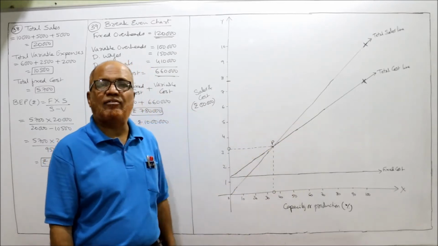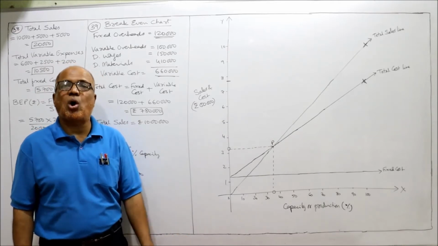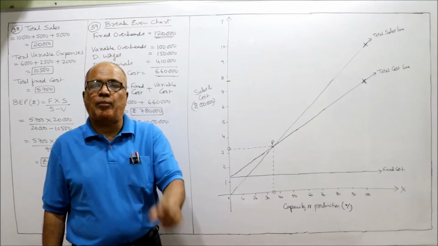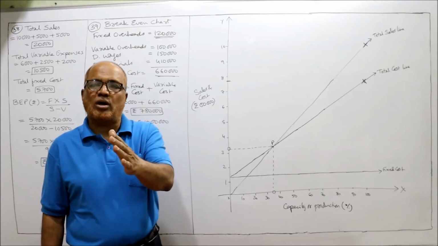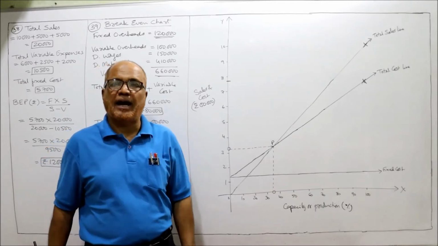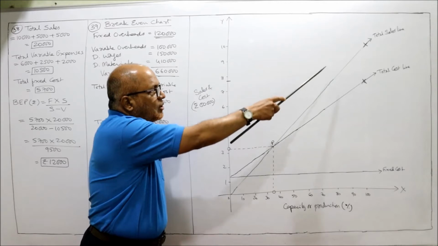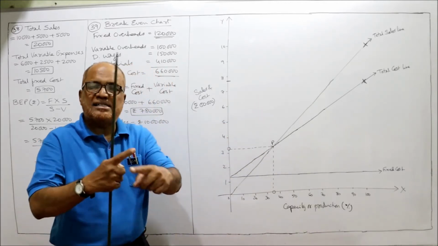Now, two lines I have drawn. One line is the total sales line. The other line is the total cost line. And both the lines are intersecting at a point. Here, P is the point where the total sales line and total cost line are meeting, are intersecting.